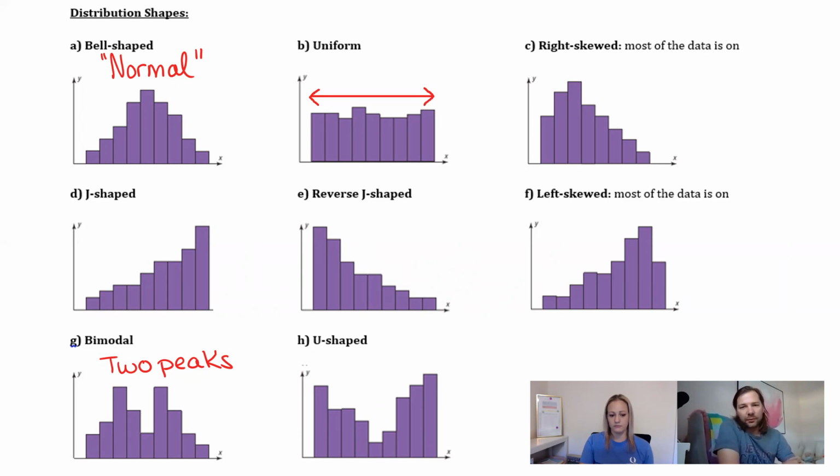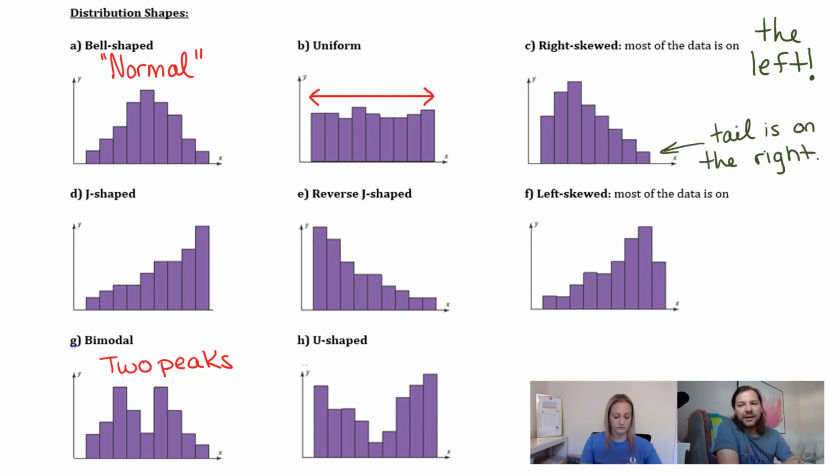C is what's called right skewed. And so what that means is that most of the data is to the left of the peak or of the middle. And that's because the tail is skewed to the right. So you might think of that being backwards, but the idea is that the tail, or most of the classes, are to the right of the graph, whereas most of the data points sit on the left side.